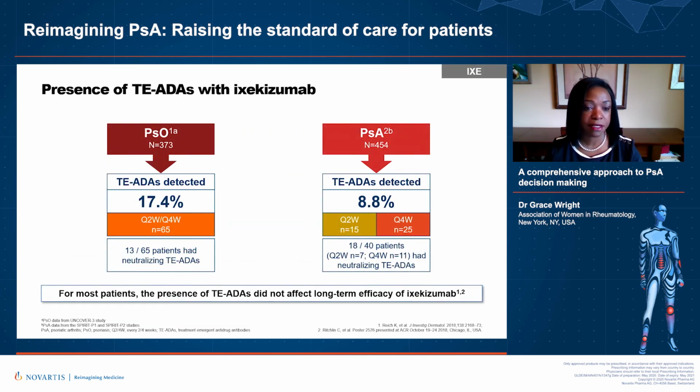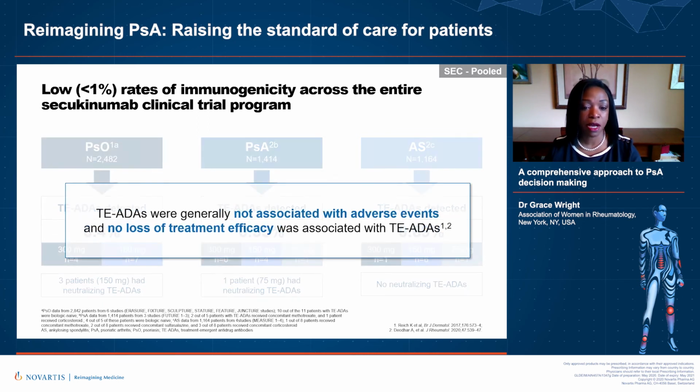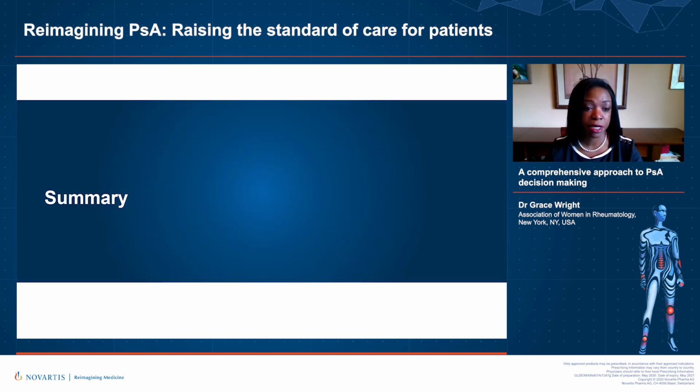Ixekizumab presents both the psoriasis and psoriatic arthritis, and we'll see the treatment emergent anti-drug antibodies coming in at 17.4% in the psoriasis data set and 8.8% in the psoriatic arthritis patients. And of these, there were a proportion that had neutralizing antibodies, but in fact, this did not affect the long-term efficacy of ixekizumab. When we look at the same data with secukinumab, we see low rates of immunogenicity. We're coming in at less than 1%. And in fact, of those patients who had neutralizing antibodies, there was no loss of efficacy that was seen associated with these treatment emergent anti-drug antibodies.